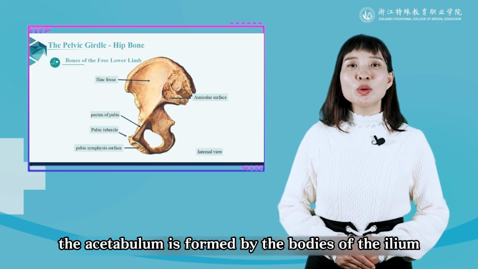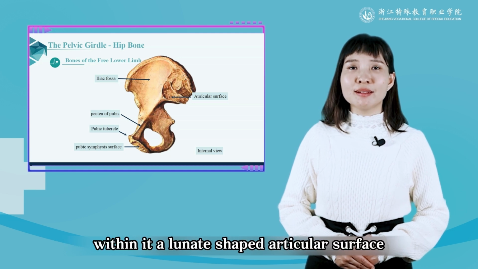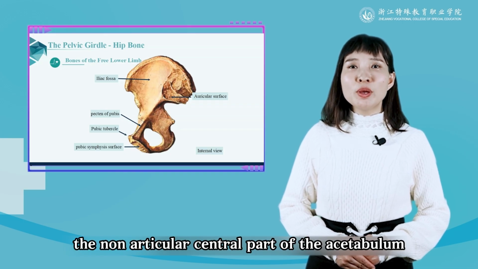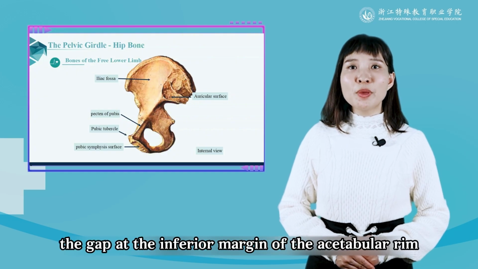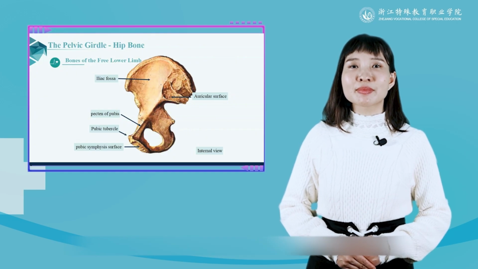The acetabulum is formed by the bodies of the ilium, ischium, and pubis. Within it, a lunate-shaped articular surface is called the lunate surface. The non-articular central part of the acetabulum is the acetabular fossa. The gap at the inferior margin of the acetabular rim is the acetabular notch.